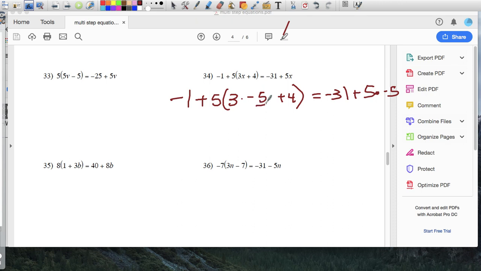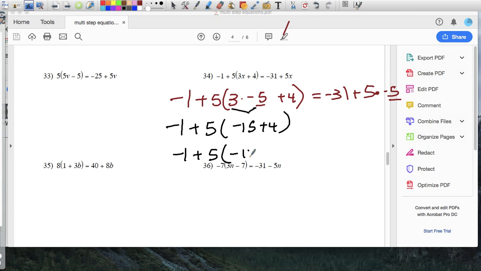So here I put the variable, and here I put the variable. Negative 1 plus 5 inside the parentheses, 3 times 5 is negative 15 plus 4. Negative 15 plus 4 is negative 11. It's a positive times the negative, which is going to give me negative, so 5 times negative 11 is negative 55. And then negative 1 and negative 55 is negative 56.